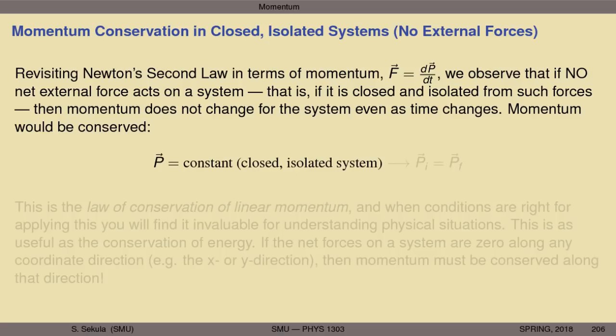And we can write this as: the total momentum of a system of particles, where the system is closed and isolated, is a constant, which implies that the momentum at any initial time, Ti, is the same at any final time, Tf. Pi equals Pf. And that's a vector statement. That's not just a scalar statement. That's not a magnitude of momentum. That also includes the direction of the net momentum of the system.